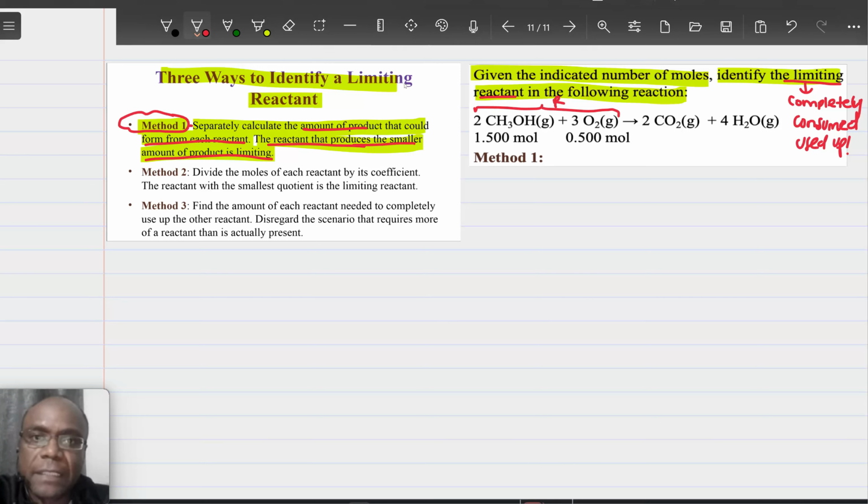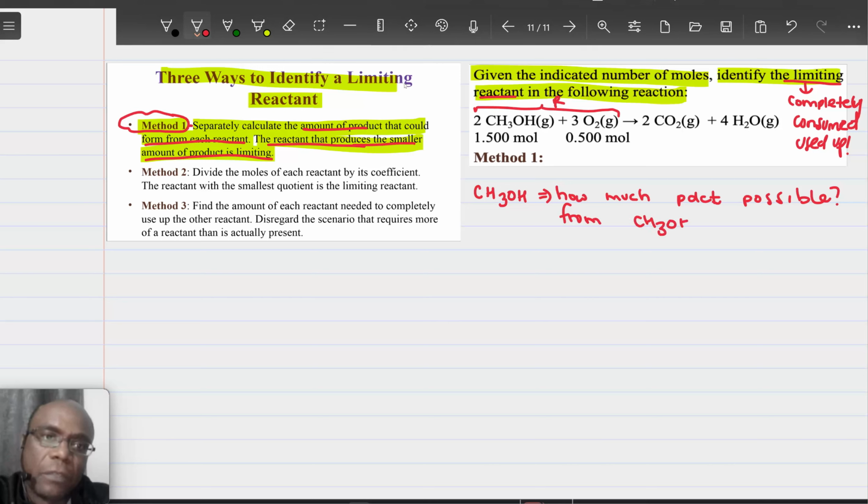So let's first test the first reactant, which is methanol. We are using method 1 to find the limiting reactant. So how much product? Allow me to just write it as PDCT possible. How much product possible from methanol? Now you ask, which product are we looking at? Let's just test CO2. You can choose even water, but let's test CO2. How much product is possible if methanol is limiting?